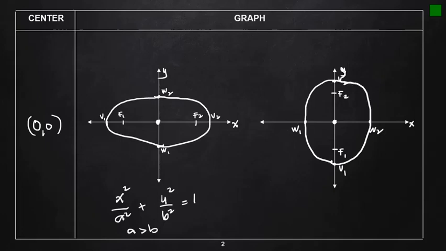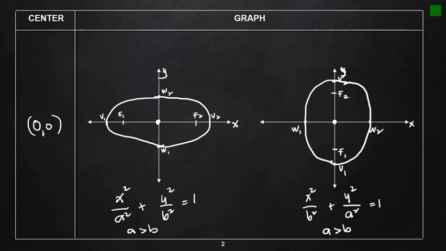The equation of this type of ellipse in standard form would be x squared over b squared plus y squared over a squared equals 1. Notice the difference between the equation of a horizontal ellipse and the vertical ellipse. In this case again, a is greater than b.